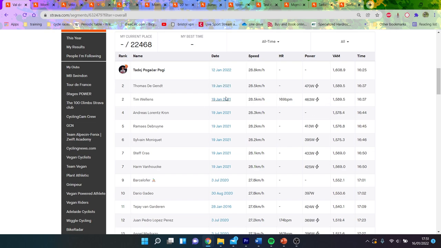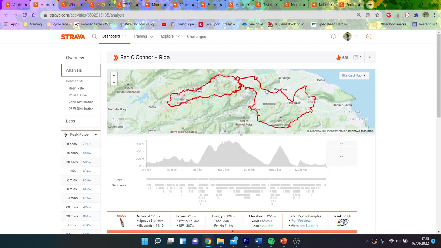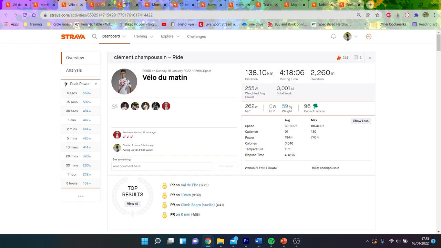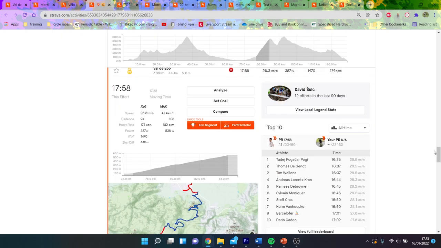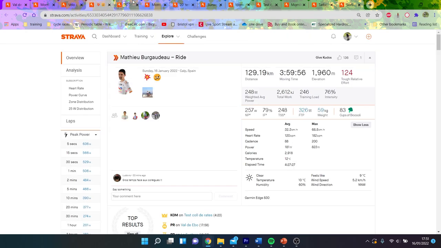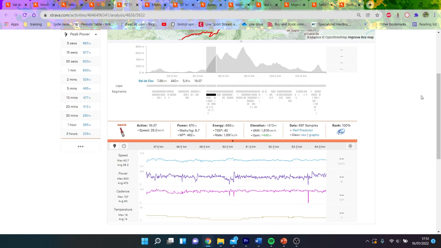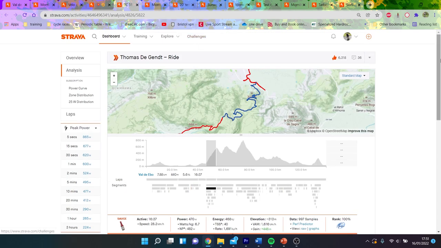So there was a race on the 19th of January with the Lotto Soudal boys, so that's why they've all got some crazy power data. And we're just going to have a look at it all. That's Ben O'Connor's data. There's a lot of different data coming up, but we'll have a look at Thomas De Gendt's ride first.